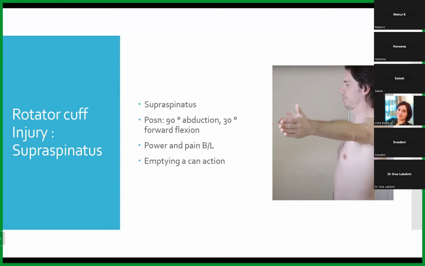Any reduction in power bilaterally, or any pain on a particular side, is suggestive of involvement of supraspinatus. Similarly, from this position, we can ask the patient to imitate the motion of emptying a can. If the patient has difficulty doing that, or there is pain associated with it, or after that position you again check for pain and power bilaterally, any abnormality is also suggestive of supraspinatus injury.